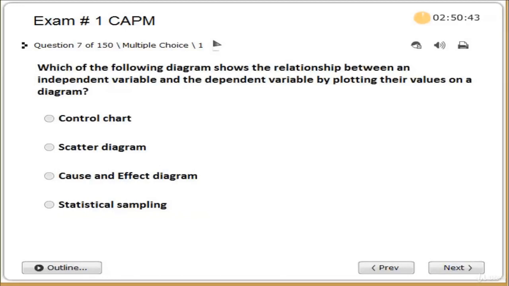Which of the following diagrams shows the relationship between an independent variable and the dependent variable, by plotting their values on a diagram? Control chart, scatter diagram, cause and effect diagram, statistical sampling?